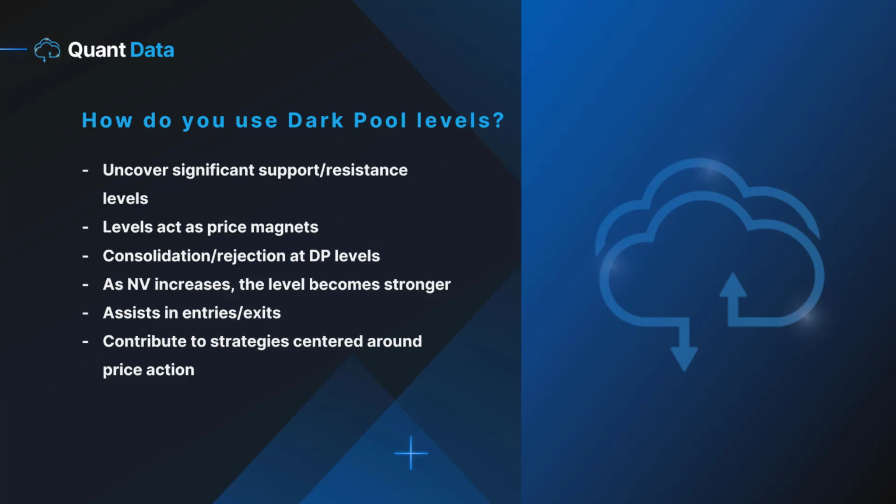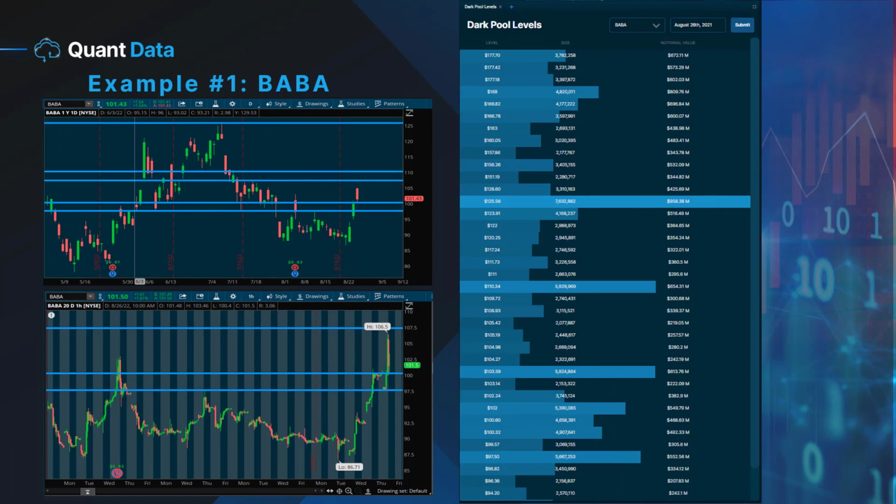All of these different strategies that retail traders are using are typically based on support and resistance, right? We're analyzing in real time the price action as it reacts to certain price levels. And dark pool levels are just another way that you can chart specific strong institutional levels. So let's move right into our first example.